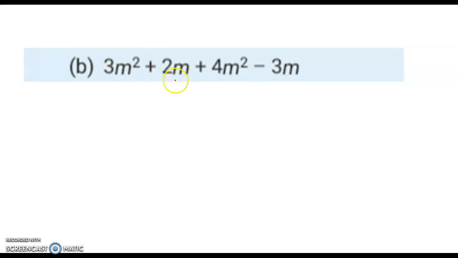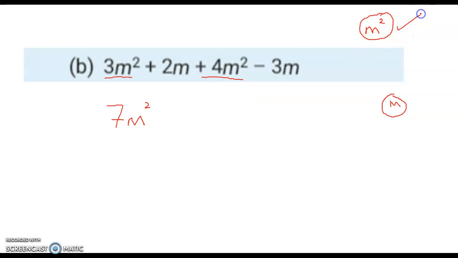So in the next question, we have our terms here. We have an m squared, we have an m, we have another m squared, and we have another m. The ones we have to tidy up: the m squareds are the things that are the same, and we've also got m's, which look to be the same there. We've got a 3m squared here, and a 4m squared here. So they are like terms, so we just work with the numbers in front. 3m squared plus 4m squared: 3 and 4 is 7m squared.